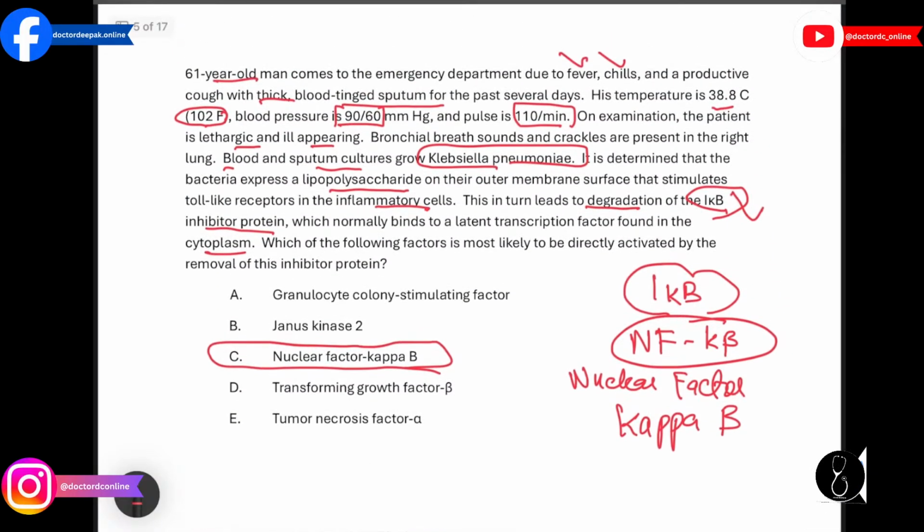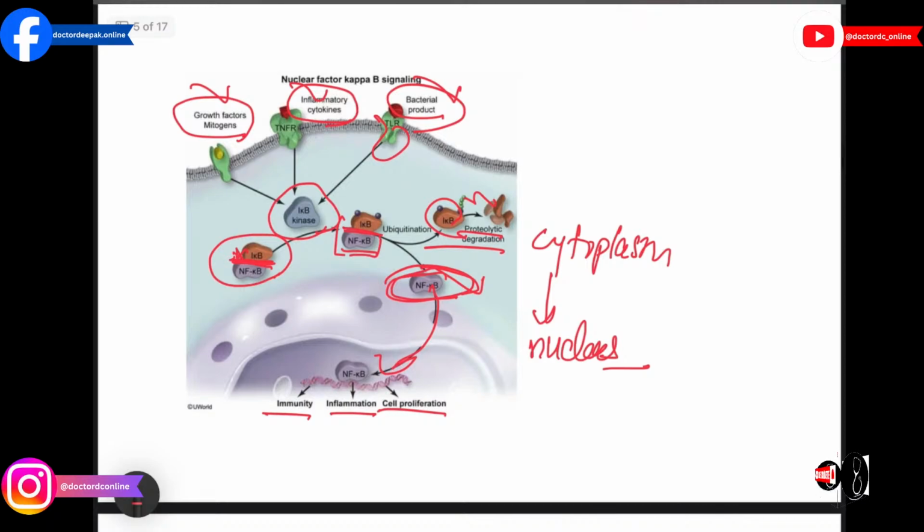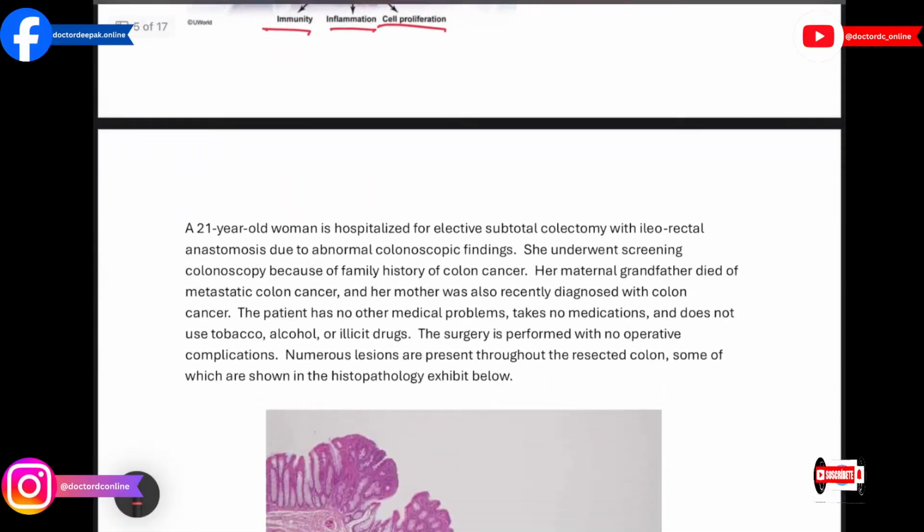In this question, there is one bacterium whose product causes the inflammation, and they let you know the lipopolysaccharide on the outer membrane surface stimulates the toll-like receptor in the inflammatory cells. These are receptors on which the bacterial lipopolysaccharide comes and stimulates, activating IKB kinase and detaching the IKB inhibitor. They give the whole scenario. If you know the IKB is attached to nuclear factor kappa B, then you can easily pick the right answer. Okay? Now we are on to our next question.